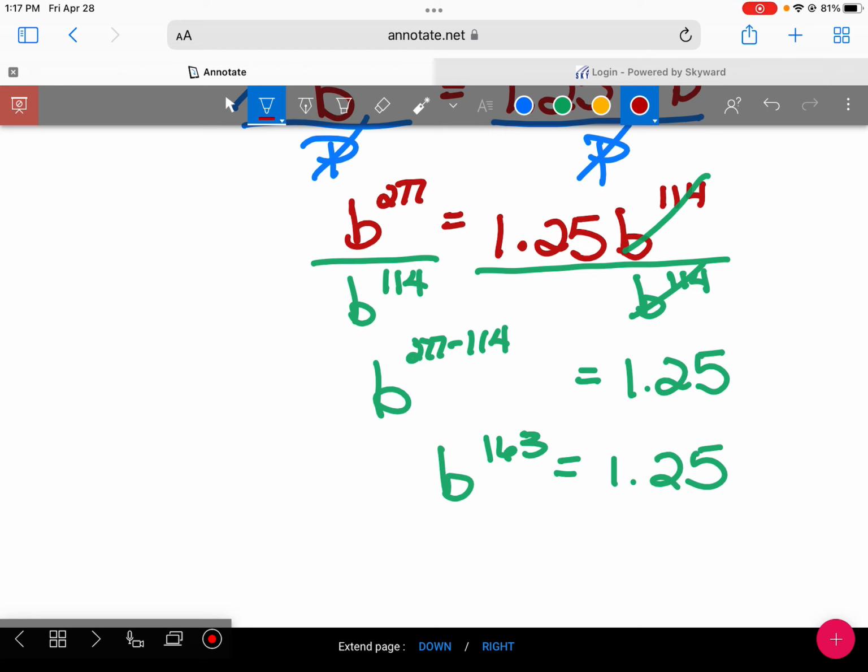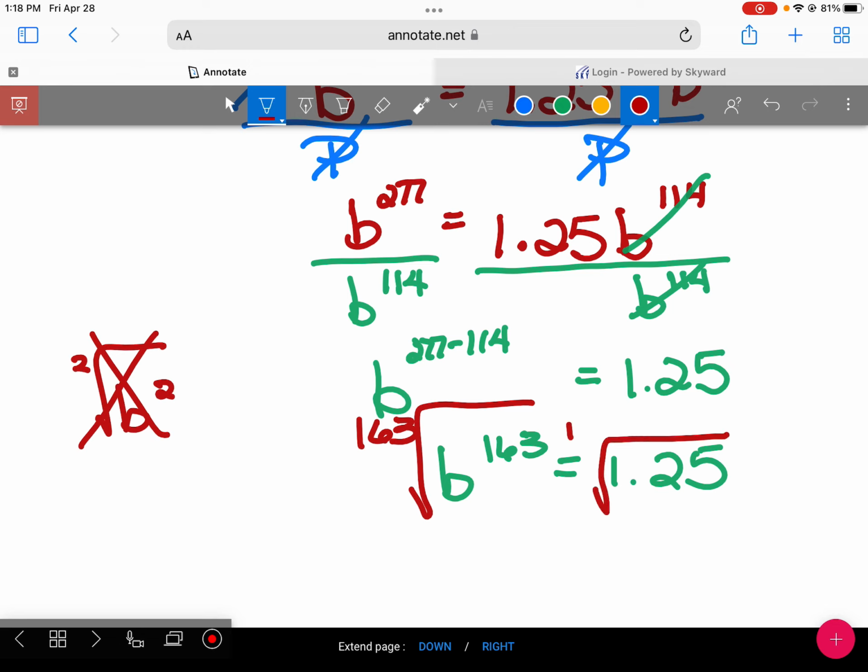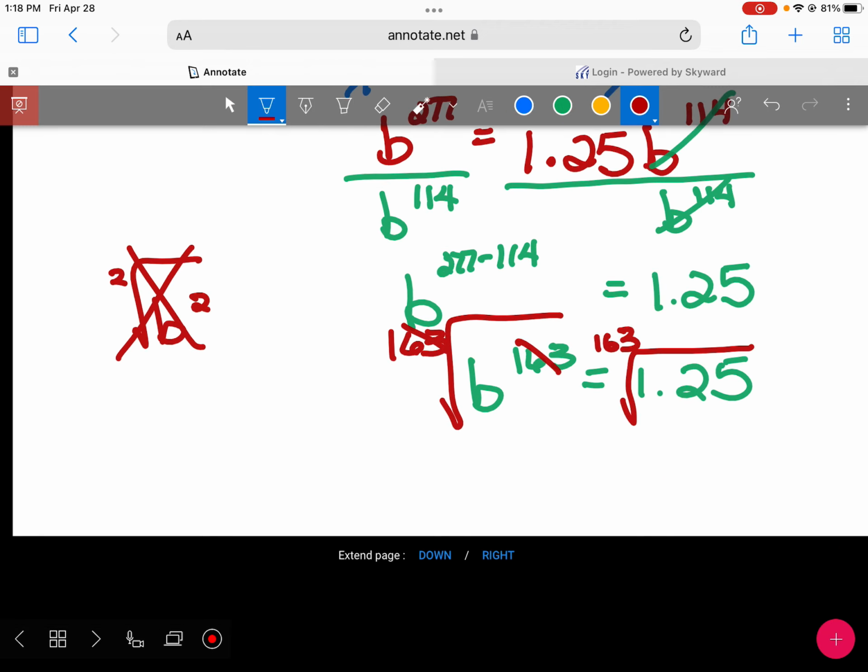Well, if I had b squared, I would take the square root, right? But I don't have b squared, I have b to the 1/63rd. So I'm going to take the 1/63rd root. That means I'm taking the 1/63rd root of 1.25. So the 1/63rd power and the 1/63rd root cancel out.